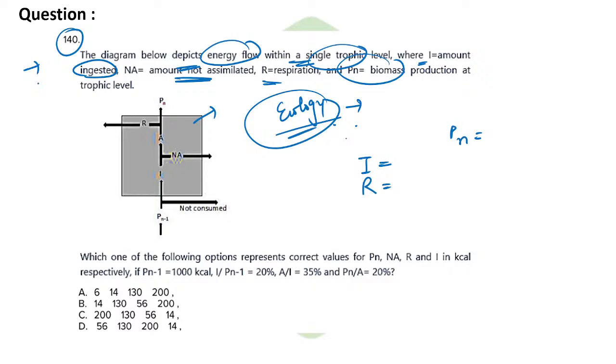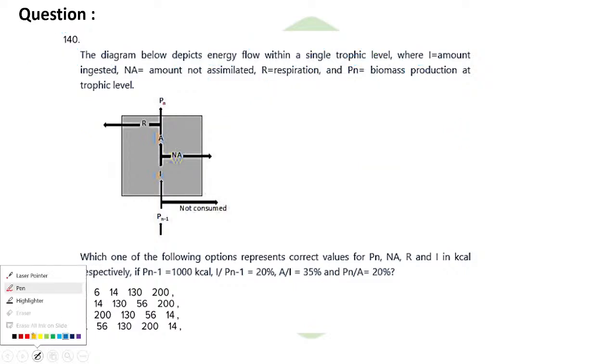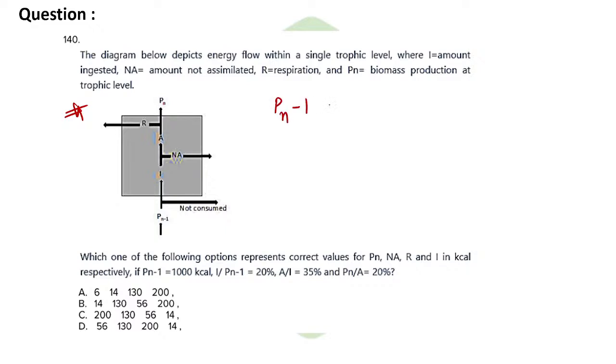Right now, this question might look very, very difficult to you. It might sound like there is a very important and difficult concept over here, but no, it's a very, very simple question. Let's try to understand what the question is asking us, and with the help of the information given on the screen, we can solve the question. Over here, you are given the value of Pn minus 1 is equal to 1000 kilocalories.